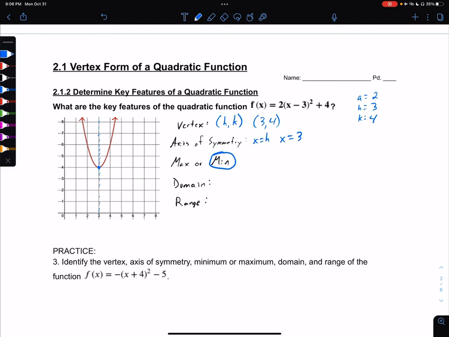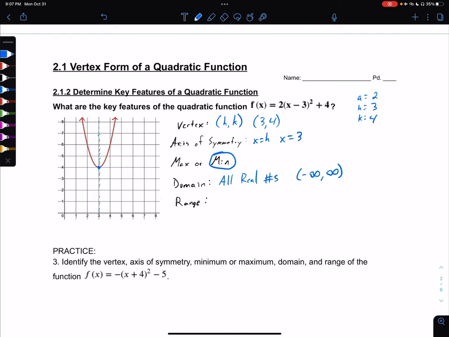Your domain is your x values. For these problems, there's not going to be many exceptions, but your domain continues to go left and continues to go right. So we can state that the domain is all real numbers. You also, if you want to put it in interval notation, could say negative infinity to positive infinity.